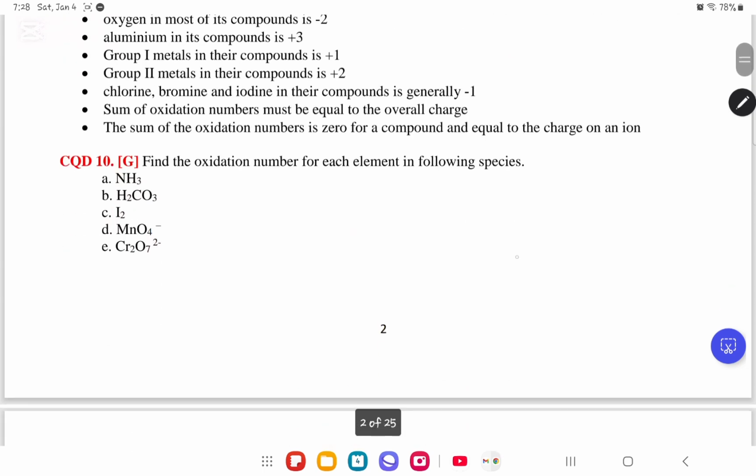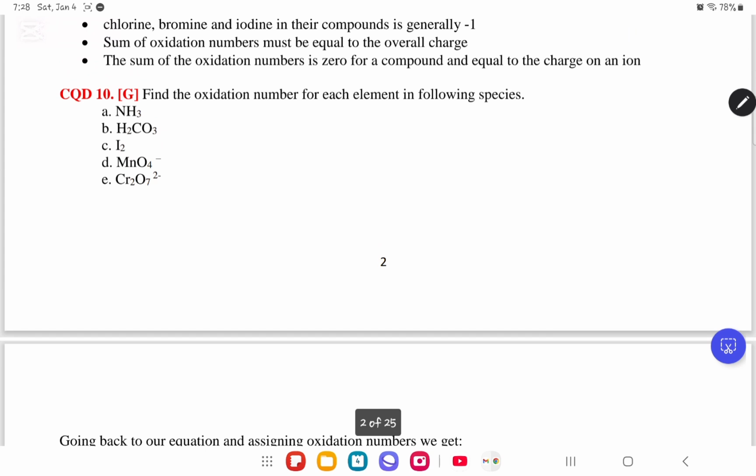Alright, so now we move on to CQD number 10. Find the oxidation number of each element in the following species. So let's start with A.